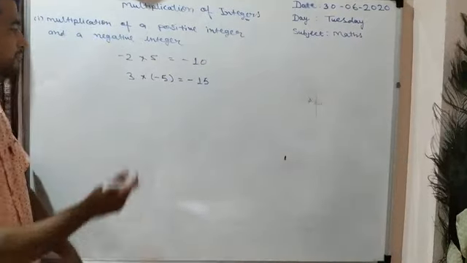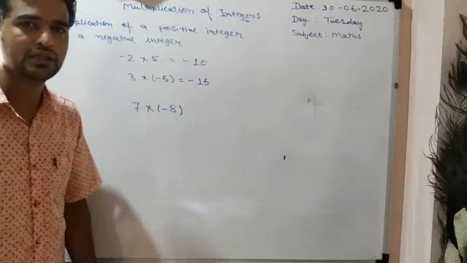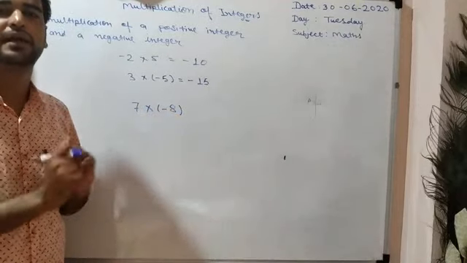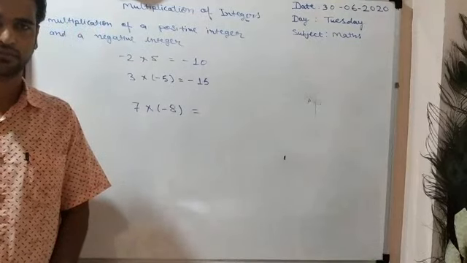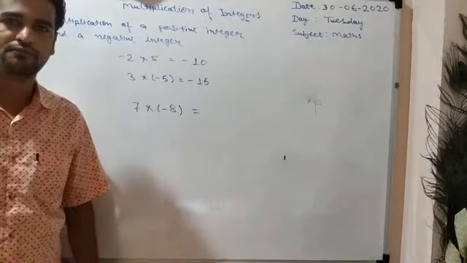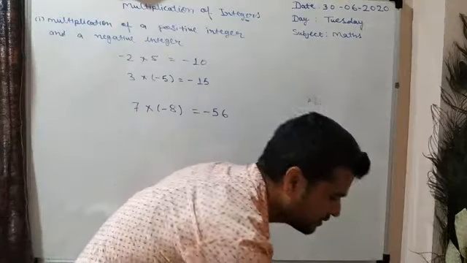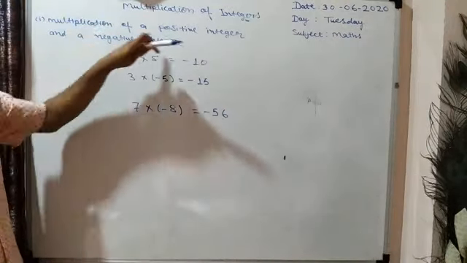Take another example. If we have 7 into minus 8, the only thing you should remember is, if we have two signs together, put the second sign in a bracket. 7 into minus 8. Okay, 7 8s are 56. So minus 56. This is the multiplication of 7 and minus 8. This is the first topic, when we have to multiply a positive integer and a negative integer.